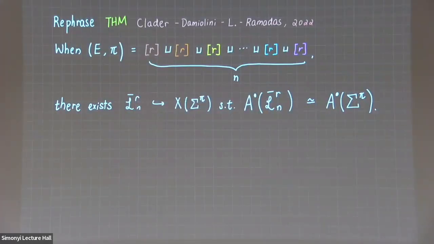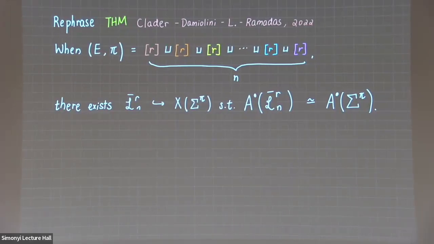And now I want to rephrase our theorem about this embedding, or the equivalence of Chow rings, as the special case where we study the pi-colored fan when the ground set is n copies of subsets 1 through r. In this scenario, we have an inclusion of this moduli space into the toric variety associated to sigma pi, where pi is given by this data.